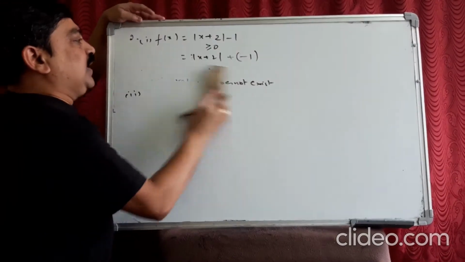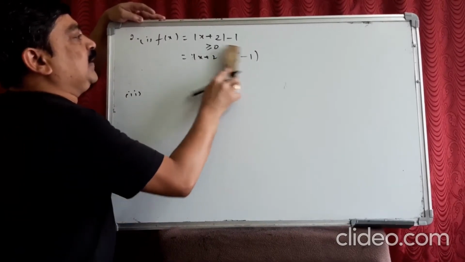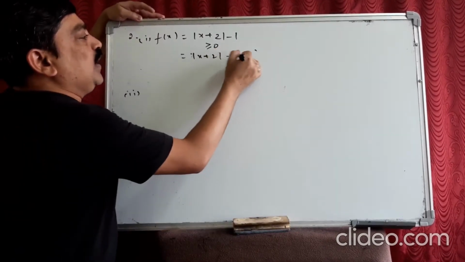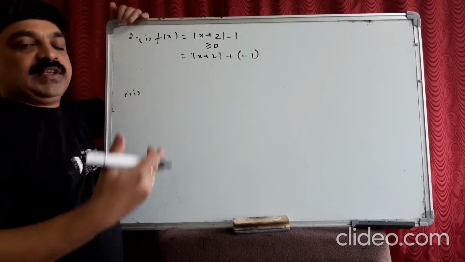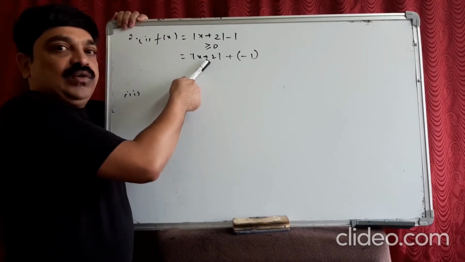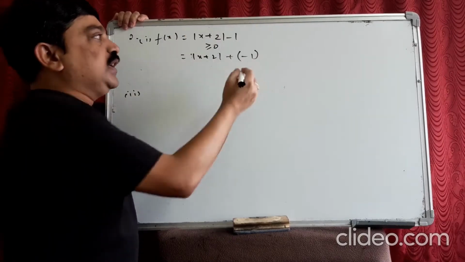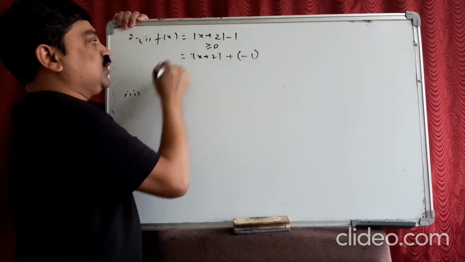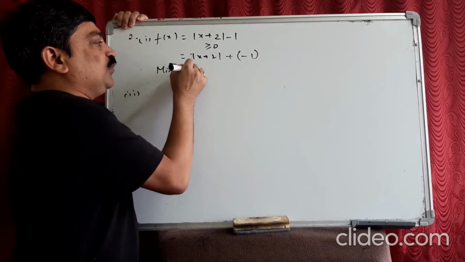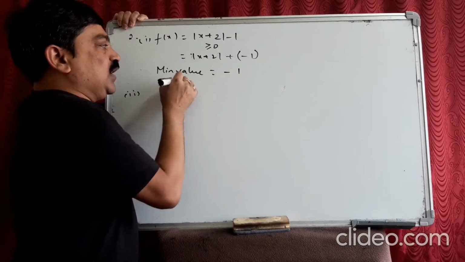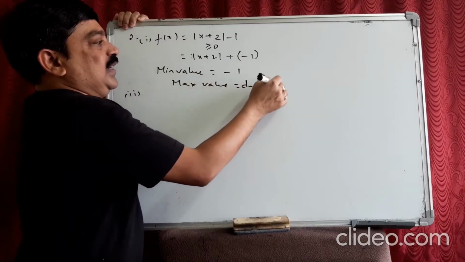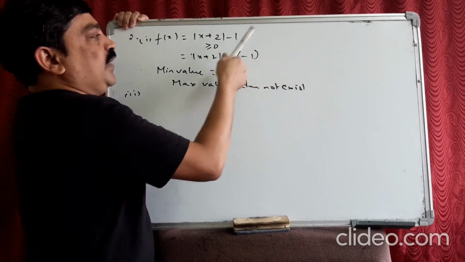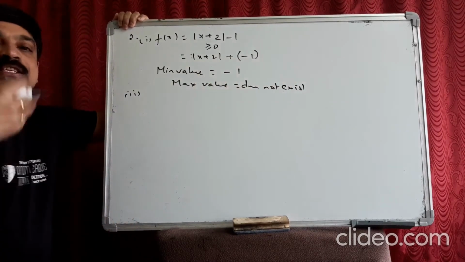So it will have positive value plus minus 1. This is better. I did it wrong. See, positive value plus something. So it starts from 0. It goes on increasing. When it goes on increasing, it increases from minus 1. So it has a minimum value. Minimum value is minus 1 and maximum value does not exist. Does not exist. When you have minus of a number, write it like this, it will be easy for you.